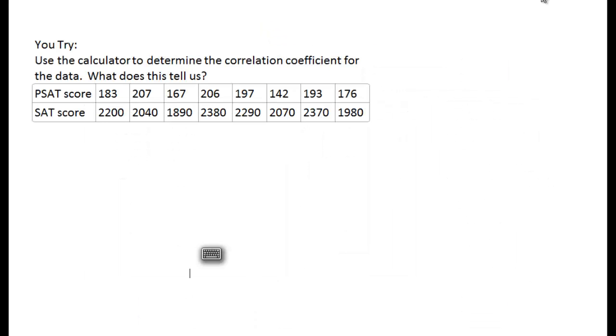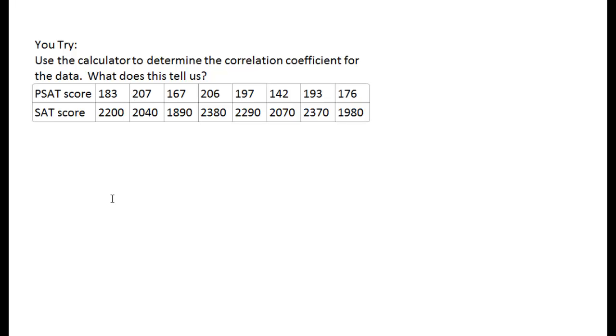All right, so here's the problem for you to try. All I want you to do is use your calculator to look at this data. This is looking at PSAT scores and SAT scores, and see, what is the correlation coefficient, and does that mean that there is correlation or isn't? Sort of what could we conclude.